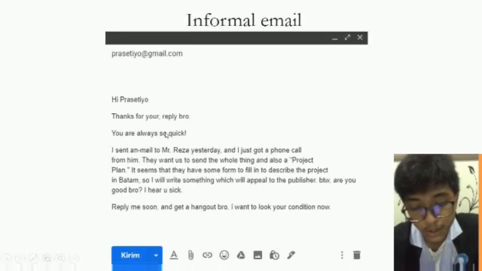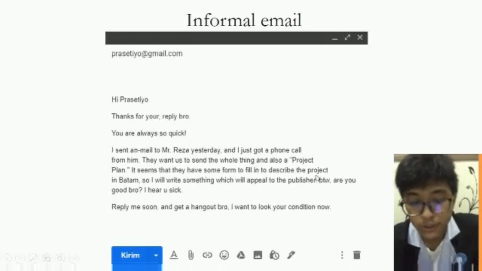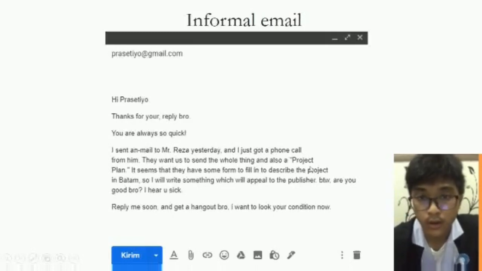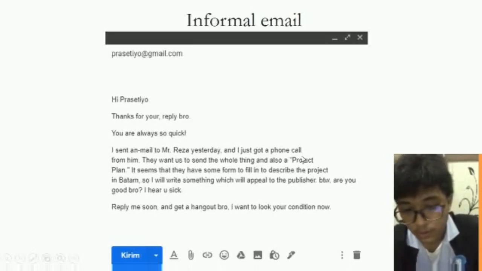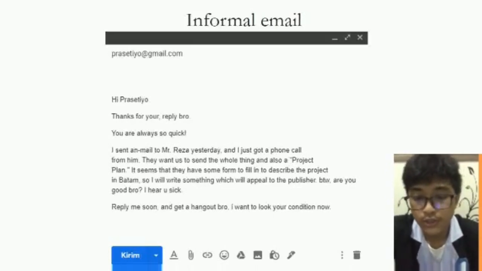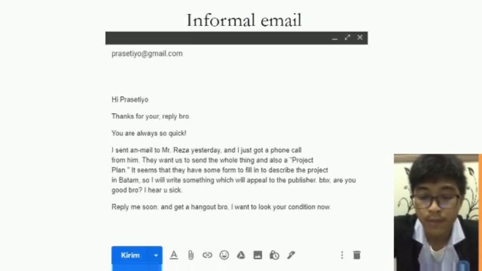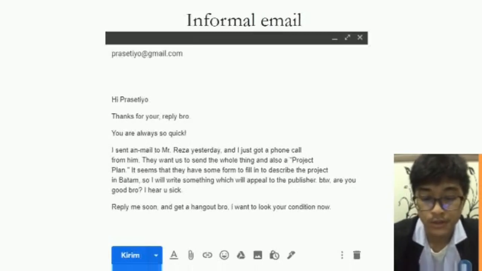And the last one uses abbreviations, like this: by the way, BTW. This is an abbreviation. In a formal email you cannot use abbreviations. So the conclusion for me, if you want to send a formal message via email to people, you should pay attention to its structure, language, and way of writing, because a formal email has its own standard to be good and correct.